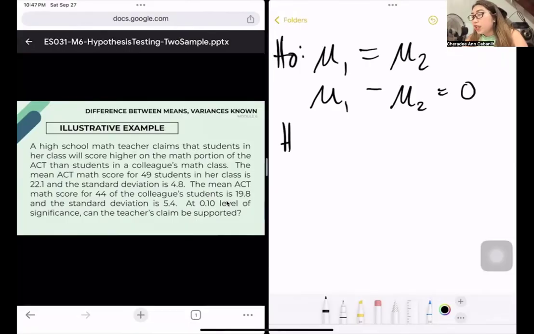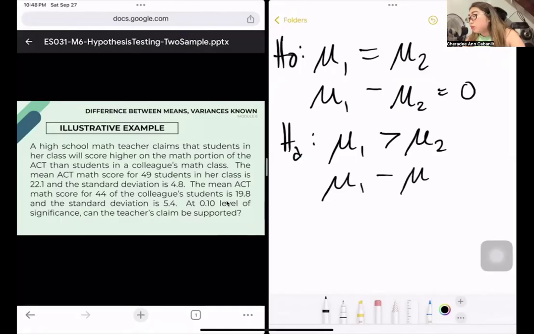But in your alternative hypothesis, the score of the teacher's class is greater than her colleague's score. You can write it this way as well: mu1 minus mu2 greater than 0. Meaning, there's already a value that says it's higher than her colleague's. So that's the first step.